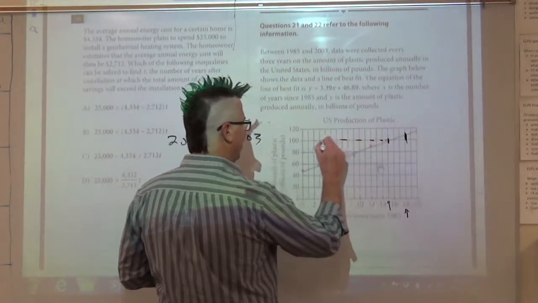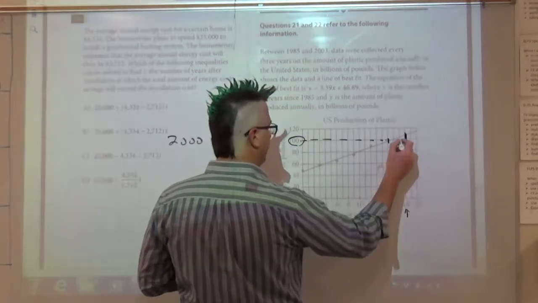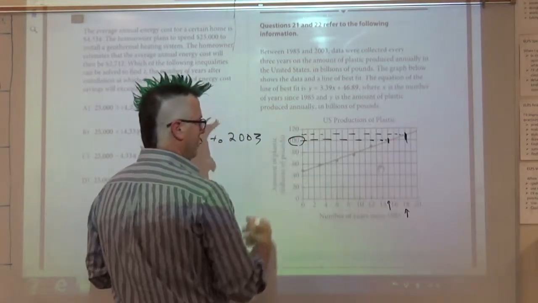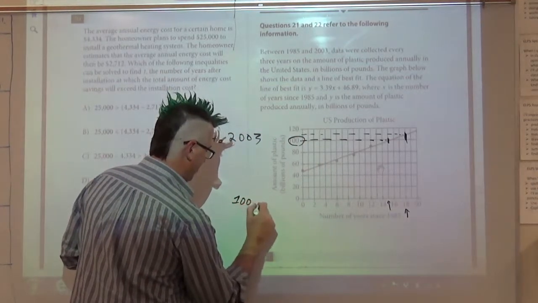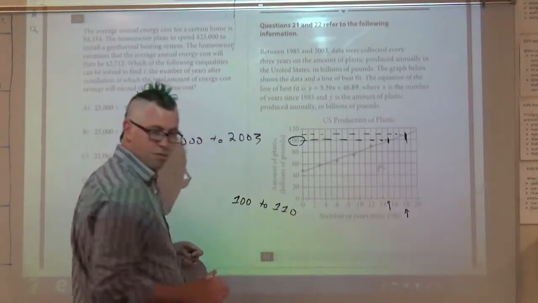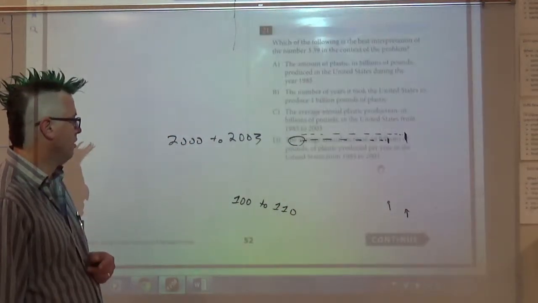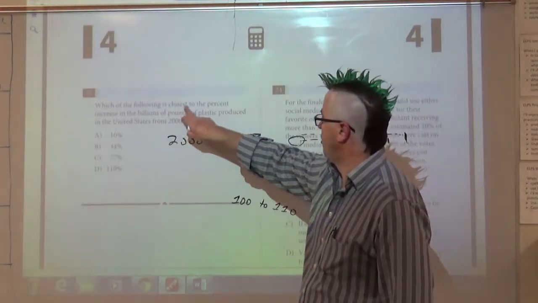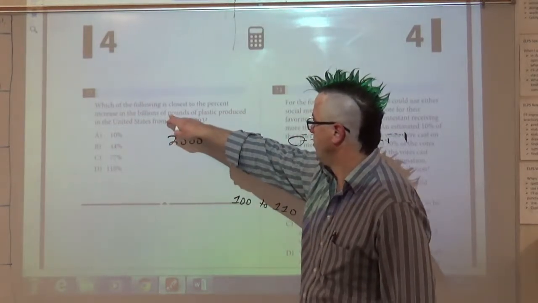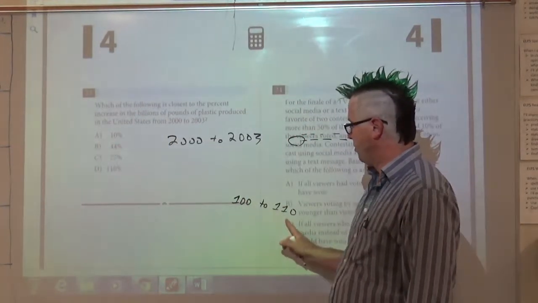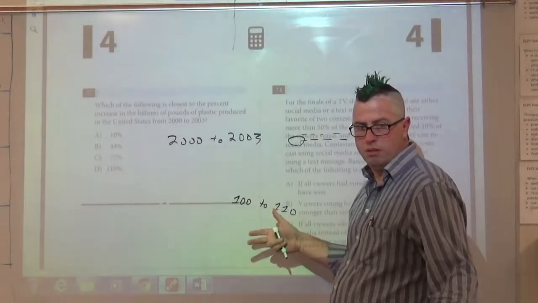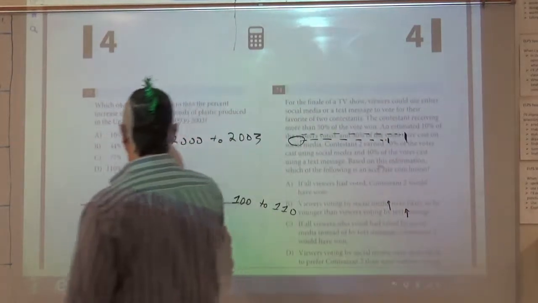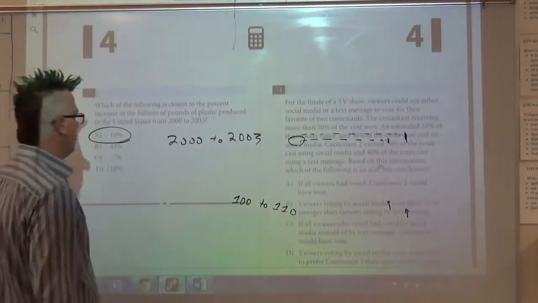And it looks like it went from 100 to roughly 110. All right, let's go back to the question. And they wanted to know which is closest to the percent increase. From 100 to 110, 10% of 100 is 10. So I'd say it's about a 10% increase.